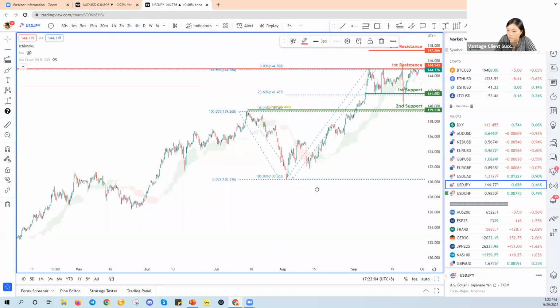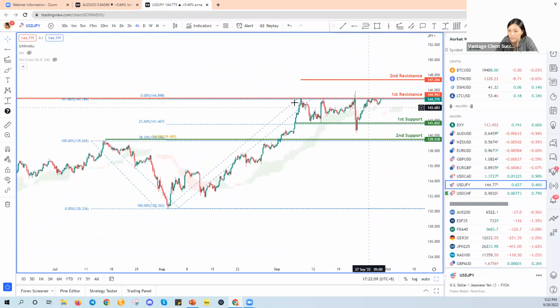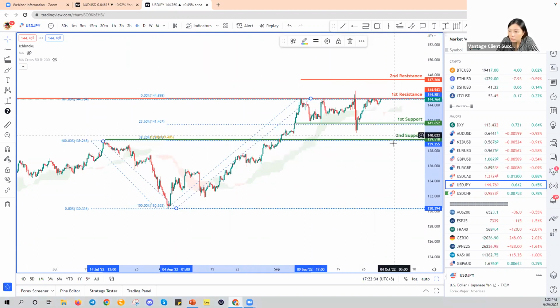So prices are now currently testing my first resistance at my 161.8 and my 1998 previous swing high, which is this level. And then there is my projection level if it actually bounces back, which is my 61.8 at this level, which is my second support.